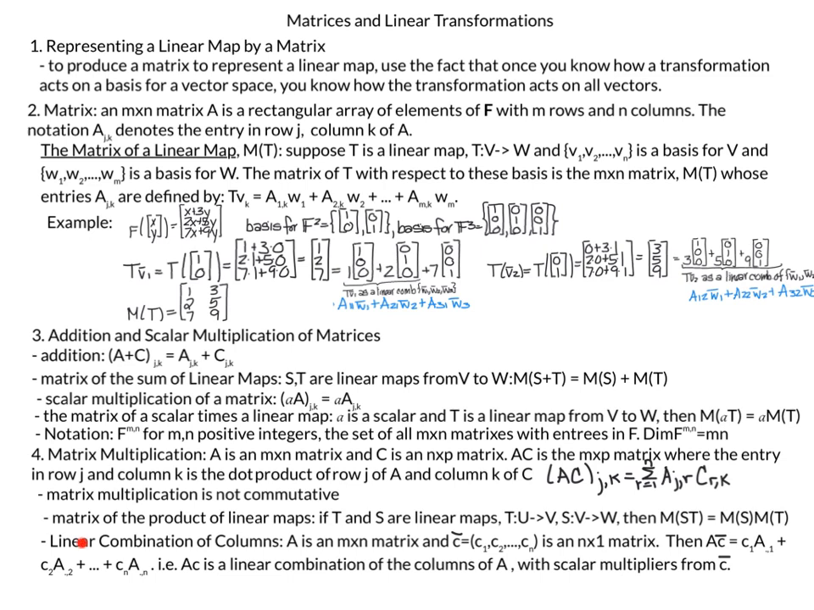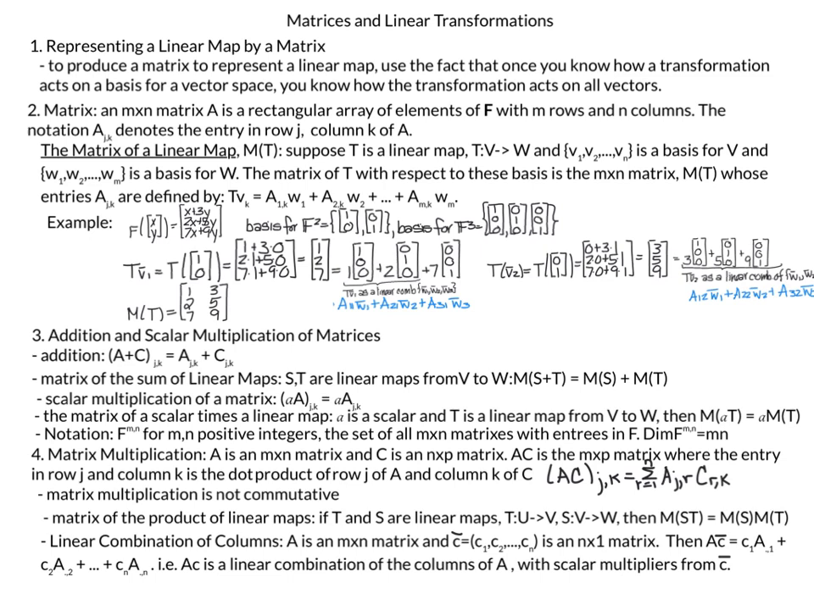And finally, we'll talk about linear combinations of columns, which we have been using. So if A is an M by N matrix and C is an N by 1 matrix, so this should really be a column vector, then A times the vector C is equal to C1 times the first column of A plus C2 times the second column of A up to Cn times the nth column of A. In this way, we'll see A times C is a linear combination of the columns of A with scalar multipliers from our vector C. We will see, no pun intended, an example of this.